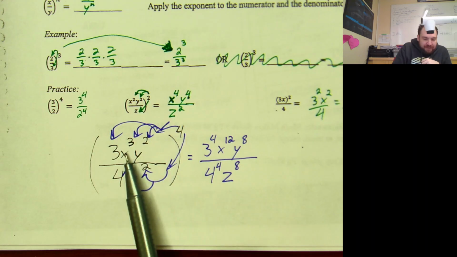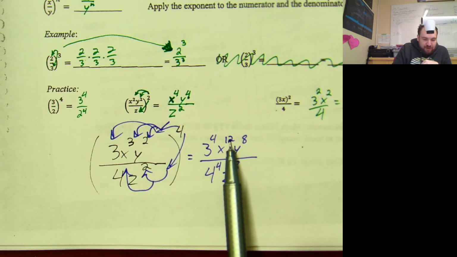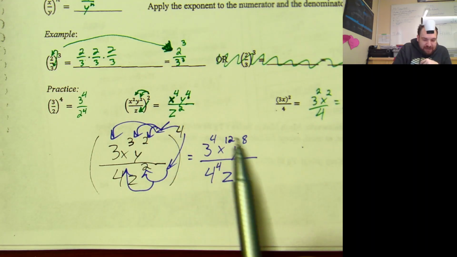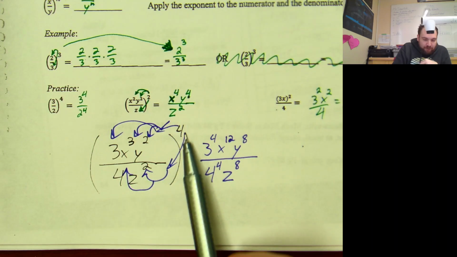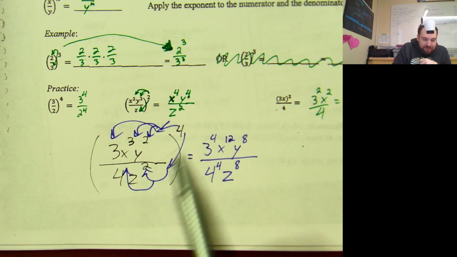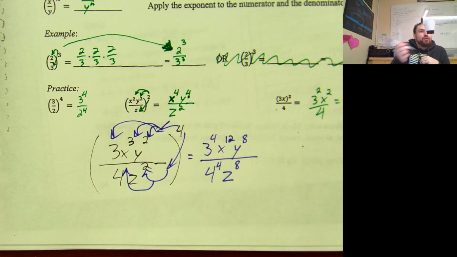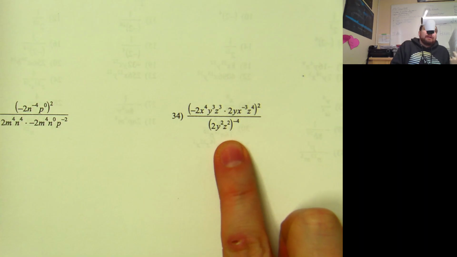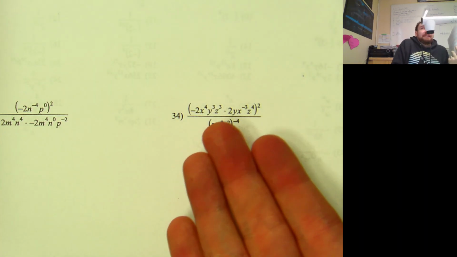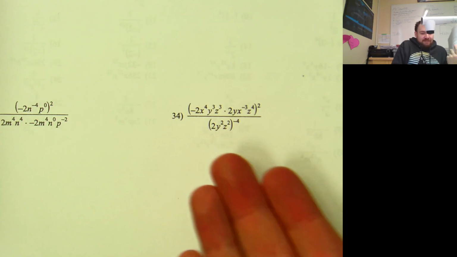3 to the 4, x to the 3 times 4 is going to give me the 12, y to the 2 times 4 is 8, and then here I'm going to have the 4 to the 4, and the z squared to the 4, 2 to the 4 multiplied together is going to be the 8. Do draw those arrows to make sure you get every piece, because the questions are only going to get bigger and more awesome. Look at this. This is what's coming. But the rules, again, this is just an application of the rules that we've seen, right?